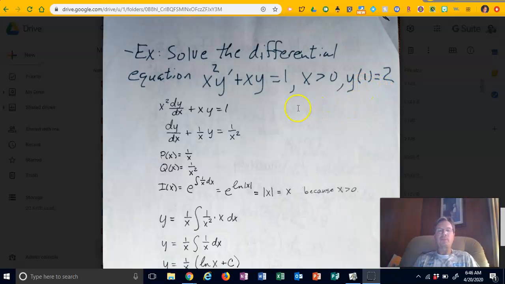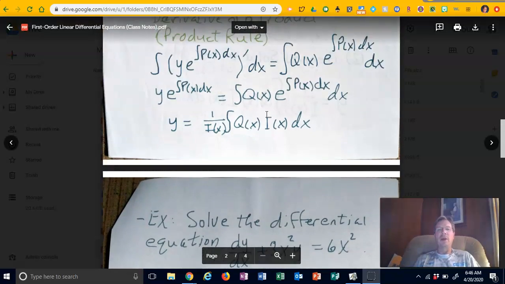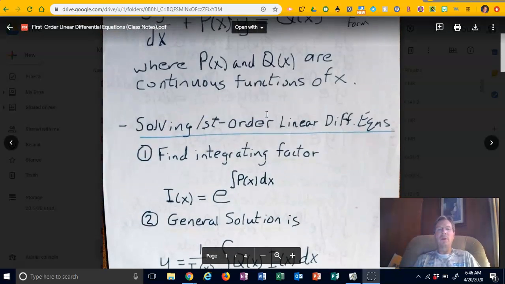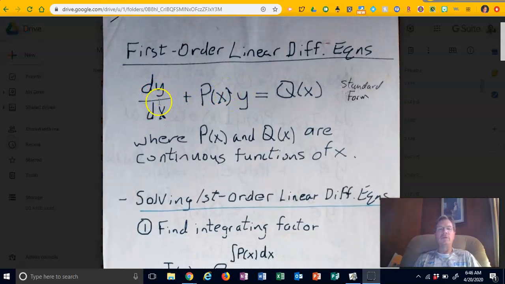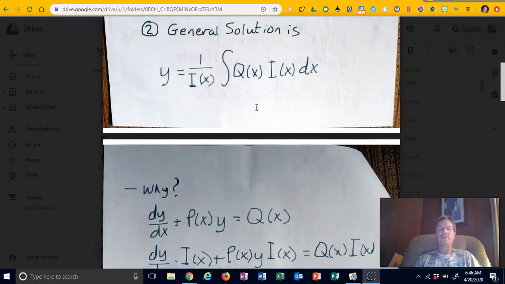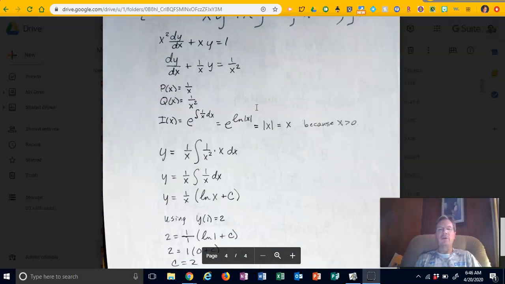All right. So we need to put it into the form that we talked about. Let's go back and look at that form. Here's the standard form here. So you want your first derivative plus some continuous function of x, which we call p of x times y, equals some continuous function of x, which we call q of x. So we need to put it in that form. All right. So let's move back to our problem here.